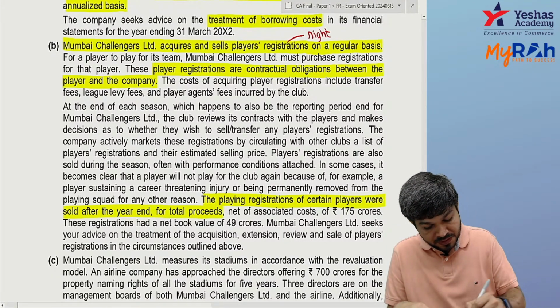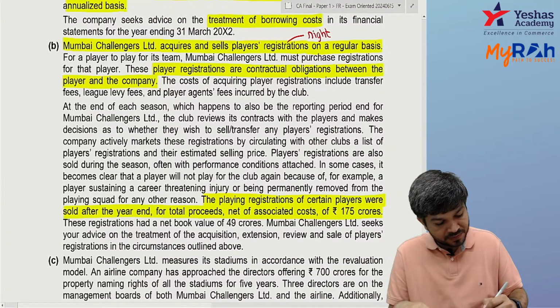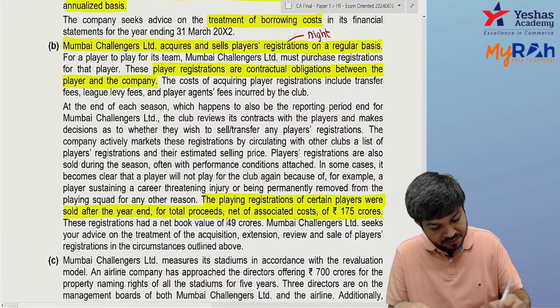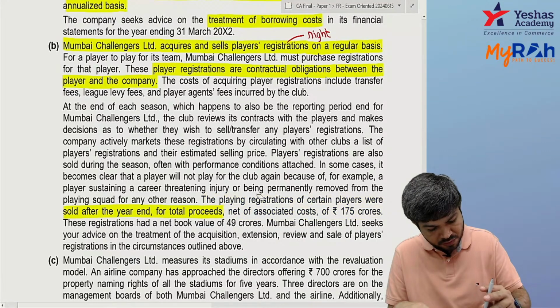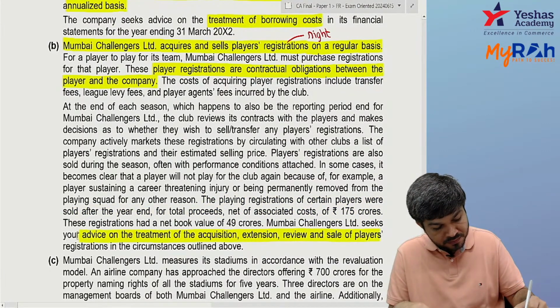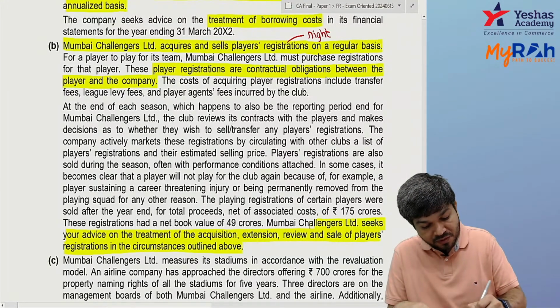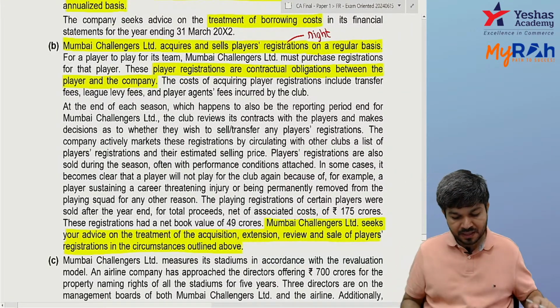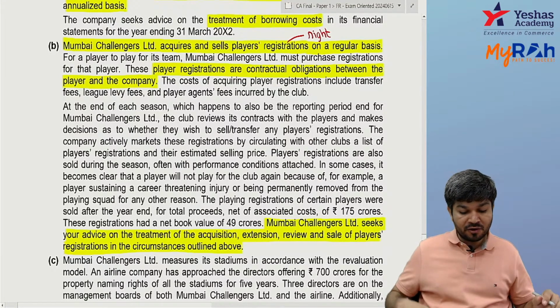for total proceeds of 175 crore. The question over here is, what is your advice on accounting for acquisition of player registration, extension, review and sale of player registration?